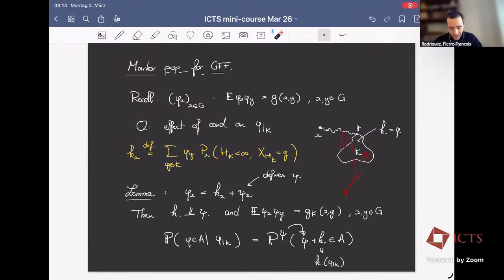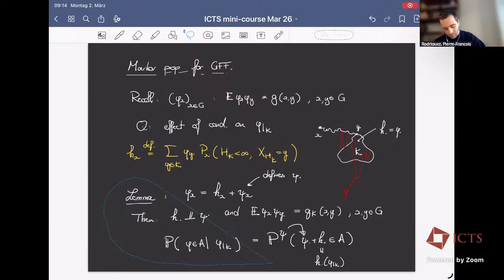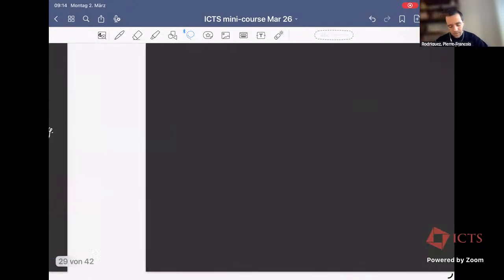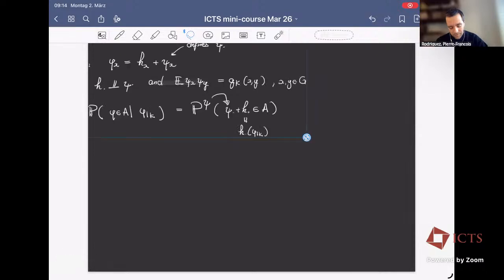Okay, now why am I calling this Markov property for the free field? Well, I'm calling it like this because it's actually a consequence of the Markov property for the random walk. So let's quickly see the proof of this. I'm not going to prove everything, but I'll prove one thing and then I'll leave the other as an exercise.